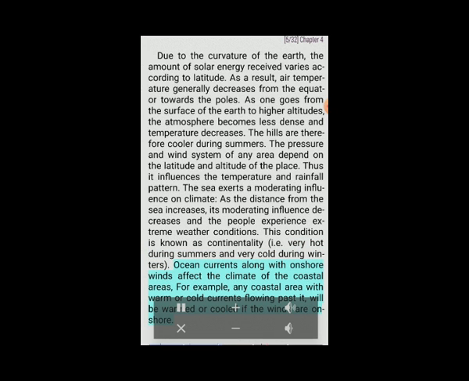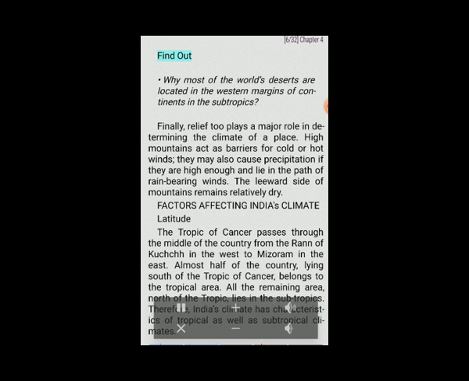Ocean currents along with onshore winds affect the climate of the coastal areas. For example, any coastal area with warm or cold currents flowing past it will be warmed or cooled if the winds are onshore. Find out why most of the world's deserts are located in the western margins of continents in the subtropics.